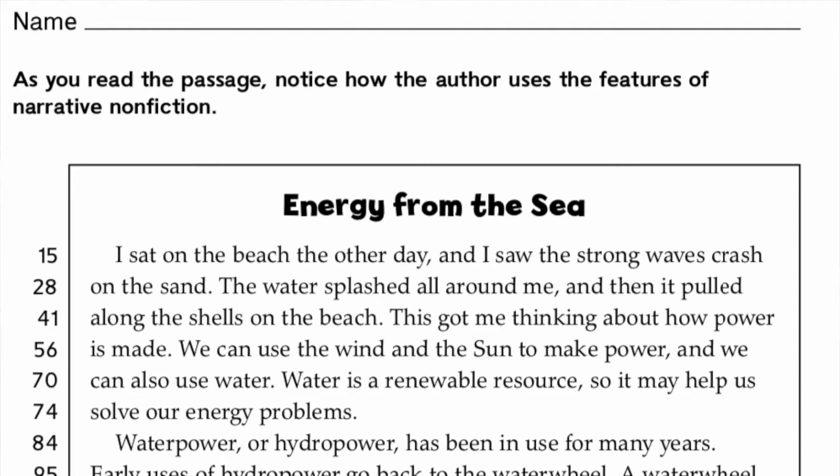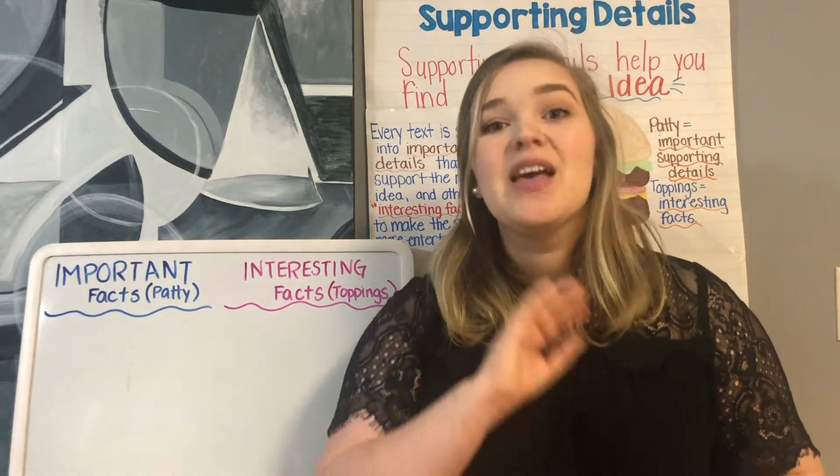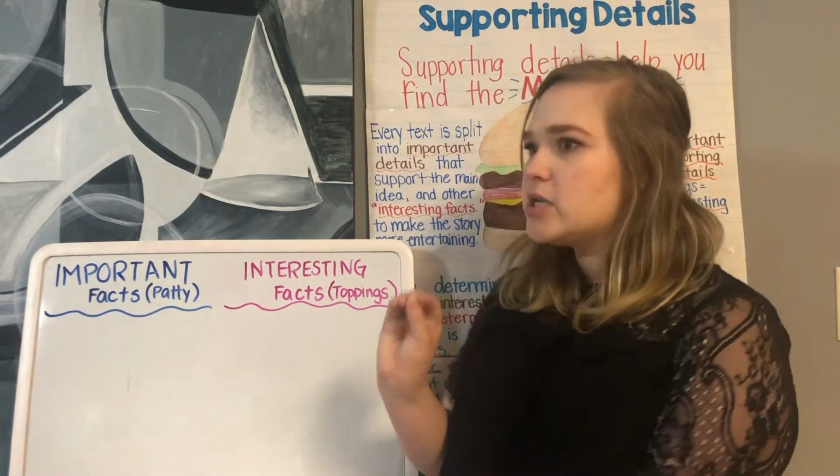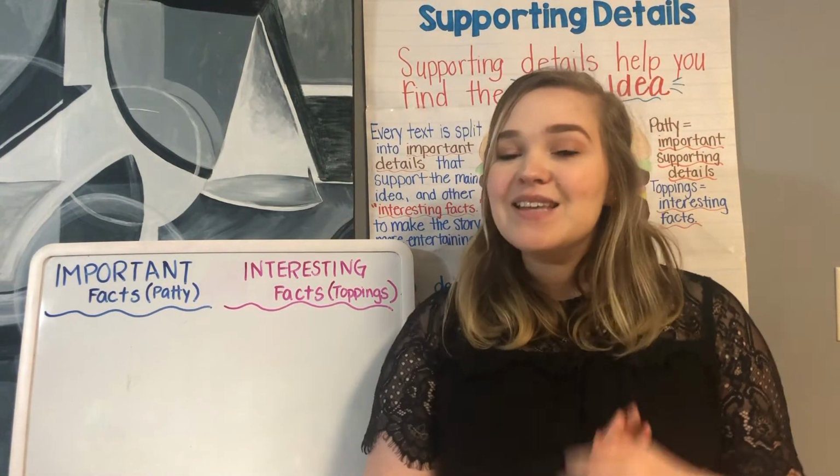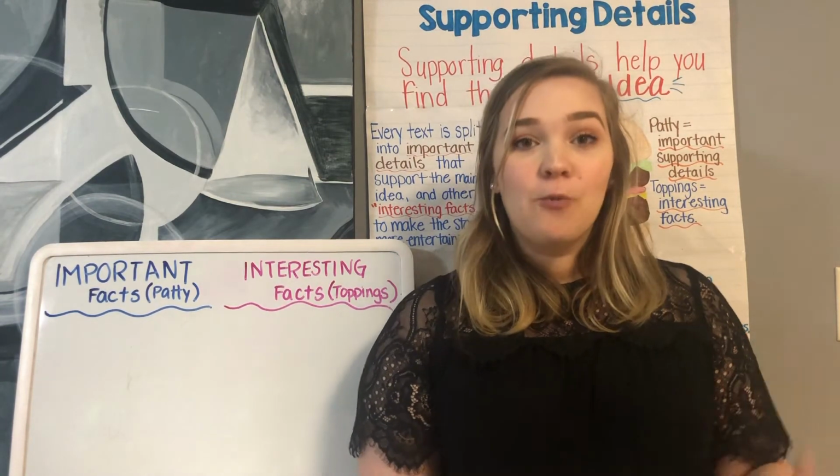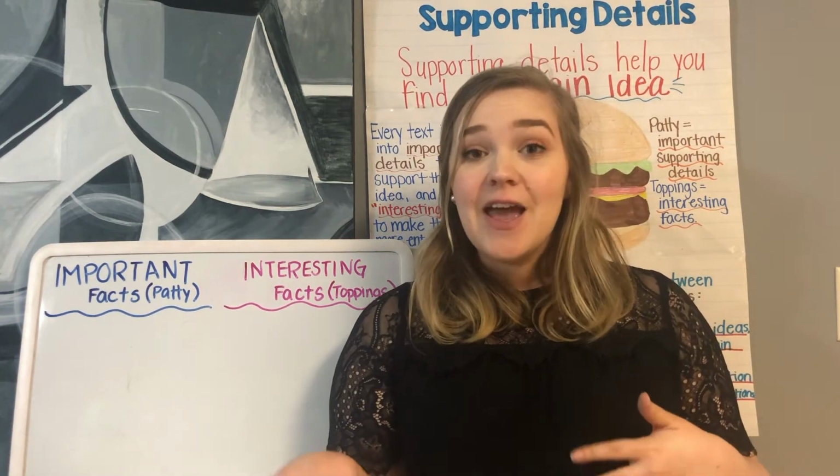This got me thinking about how power is made. We can use the wind and the sun to make power, and we can also use water. Water is a renewable resource, so it may help us solve our energy problems. All right, so that's my first real stopping point, because we just learned that water is a renewable resource.